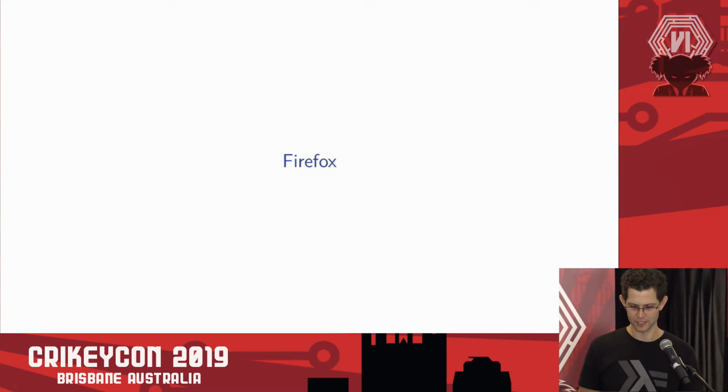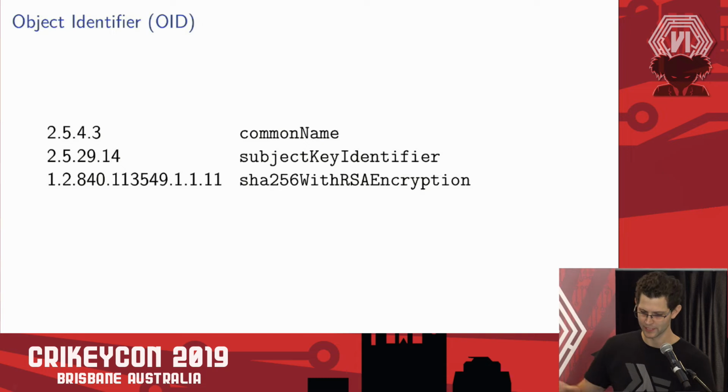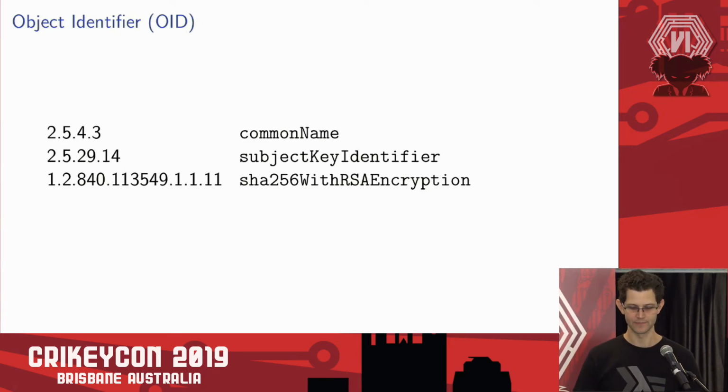A bug in Firefox. Actually, I first discovered this bug in Python cryptography, but anyway, we'll get there. So, an object identifier. These are identifiers that appear in a bunch of protocols and formats. X509 certificates have them all over the place. LDAP uses OIDs extensively, SNMP, Kerberos. It's just pretty common in the crypto sphere as a way of identifying a thing, a concept.